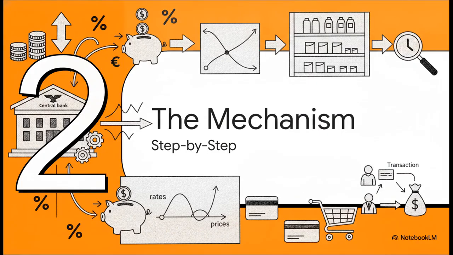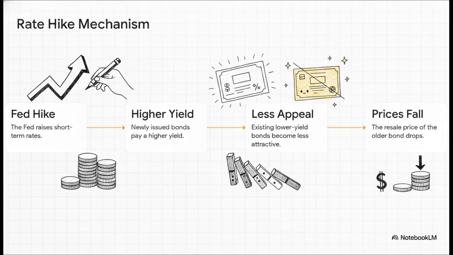Moving on to Section 2, let's look at the step-by-step mechanism. Let's see how this actually builds into a real transaction on the market. Say the Fed steps in and raises rates. Suddenly, newly issued bonds are going to come out with higher yields, let's say 6%. Now think about that. Suddenly, that older 5% bond you're holding looks a whole lot less attractive to any new buyer. I mean, why on earth would they want your 5% bond when they can just go get a 6% one brand new? Because of that reality, the resale price of your older bond simply has to fall.